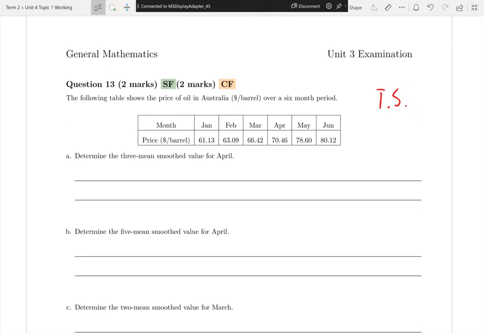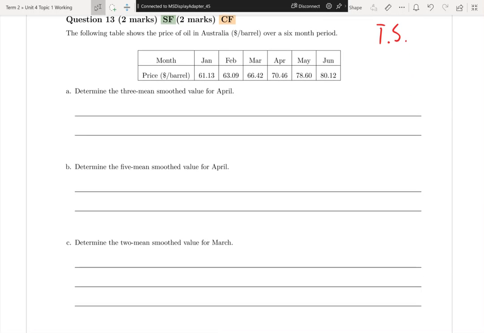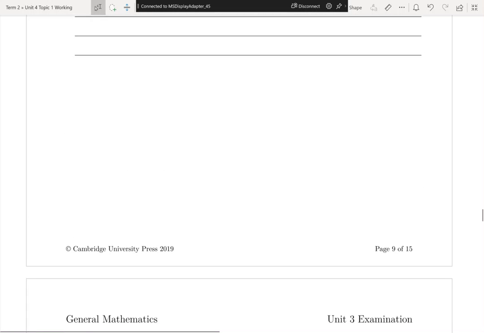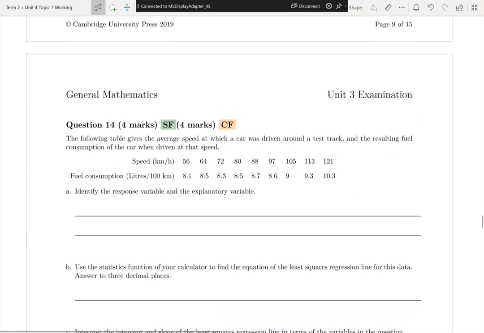So the 3 mean value, the 5 mean value, the 2 mean value, none of them are particularly horrible to calculate, but it's just remembering the different rules, because I'm pretty sure from memory those ones weren't on your formula sheet. Okay, so 4 marks, simple familiar, 4 marks, complex. So this question now is worth 8 marks. So this is going to be a chunky question.